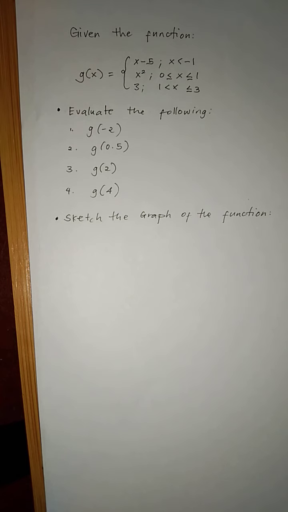Here we are given a piecewise function. g of x is equal to x minus 5 when x is less than -1, x squared when x is greater than or equal to 0 but is less than or equal to 1, and 3 if x is greater than 1 but is less than or equal to 3.